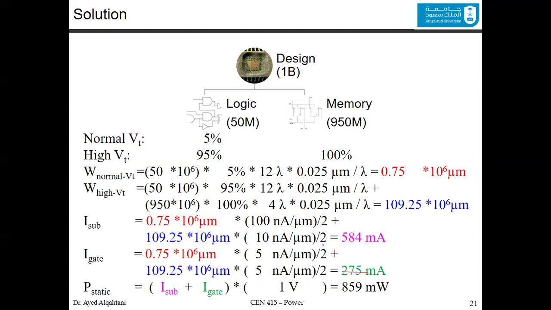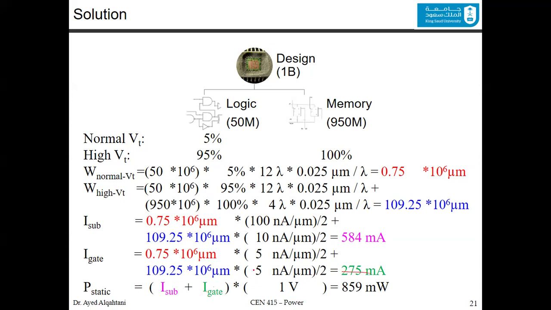Similarly, now for the static power consumption, you calculated the current. So you add the leakage current from all sources, which is from the subthreshold and the gate in this example, because we neglected the junction leakage.